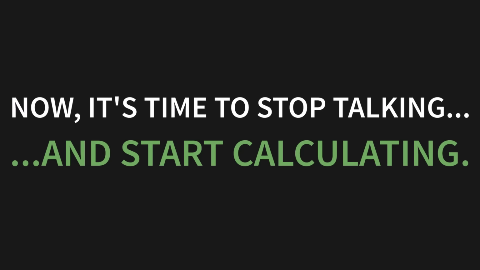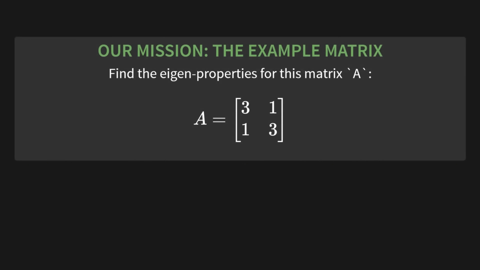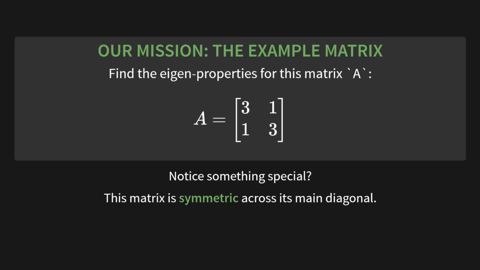Alright, now it's time to stop talking and start calculating. This is where the theory becomes a tool. Our mission? The example matrix. We are going to find the eigenproperties for this matrix A. It's a 2x2 matrix with 3, 1 in the first row and 1, 3 in the second. Now, look closely. Notice something special? This matrix is symmetric across its main diagonal. Keep that in mind. It's not a coincidence, I promise.